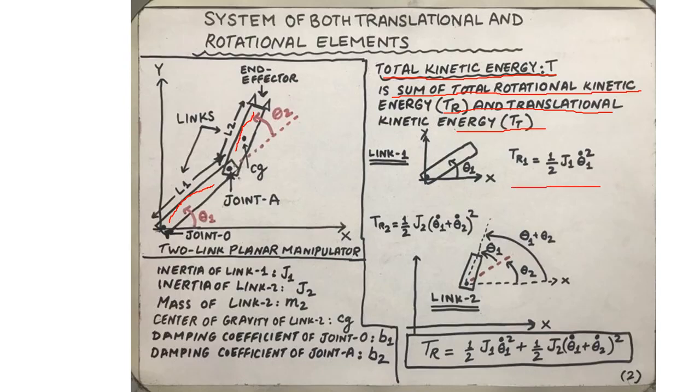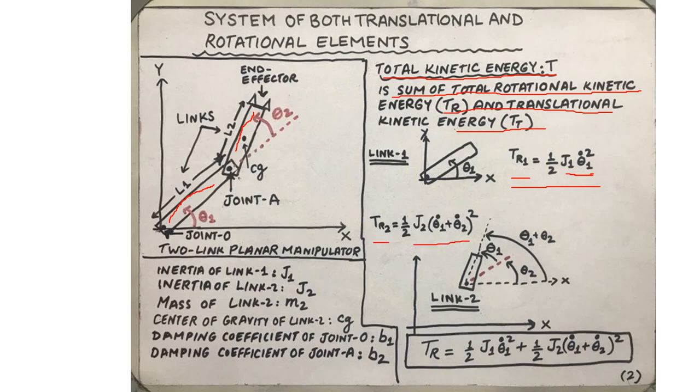As we know, link 1 makes an angle θ1 with respect to the x-axis. Therefore, converting that angular displacement into angular velocity should give us θ1 dot. So half times J1 θ1 dot square becomes the rotational kinetic energy of link 1. What about the rotational kinetic energy of link 2?